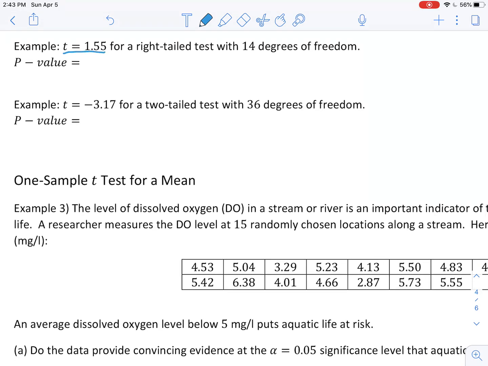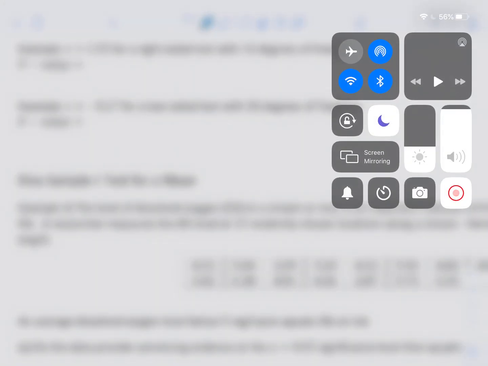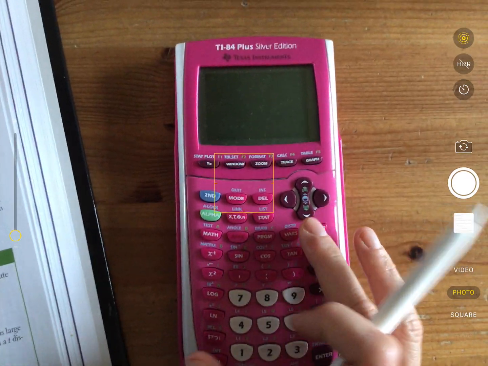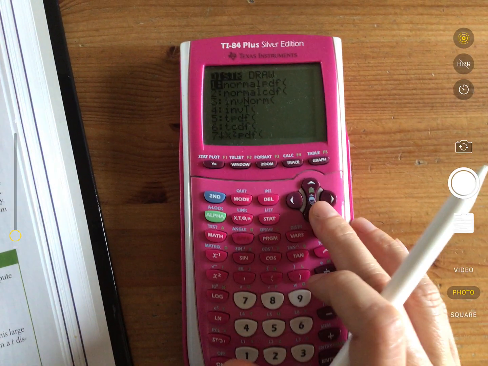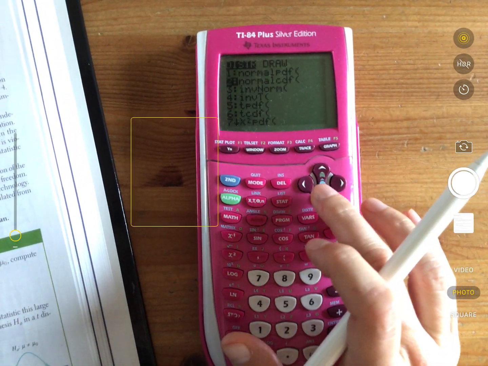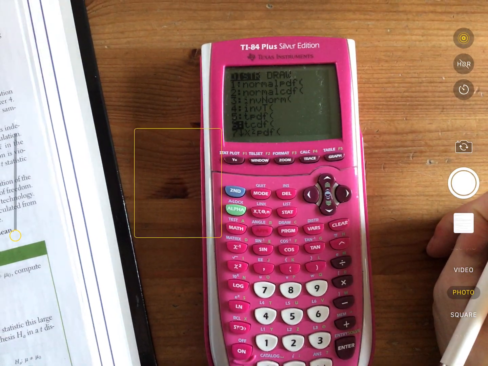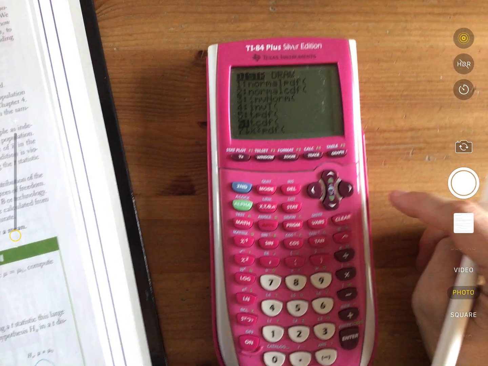We can and will use our calculator to find these values. So if I go back to the first one we did in the other video with a test statistic of 1.55, that was a right-tailed test with 14 degrees of freedom. Now, I don't want to use inverse t because I'm not trying to find the test statistic, I'm finding the area. So if you remember, we used to find areas with normal CDF. We're not talking about a normal distribution though, we're talking about the t distribution. So I don't want normal CDF.